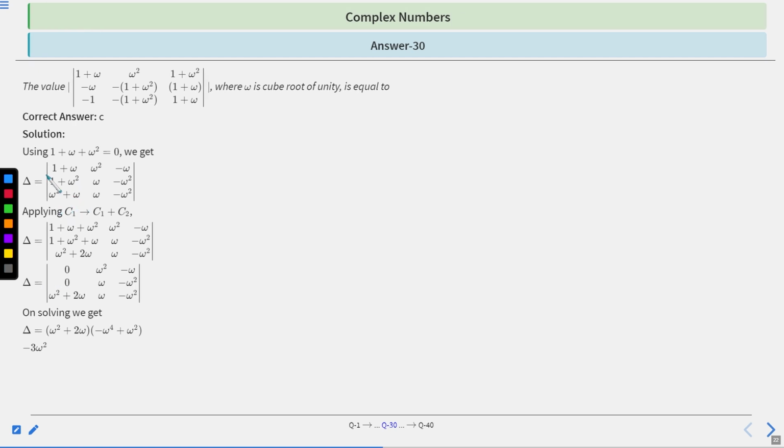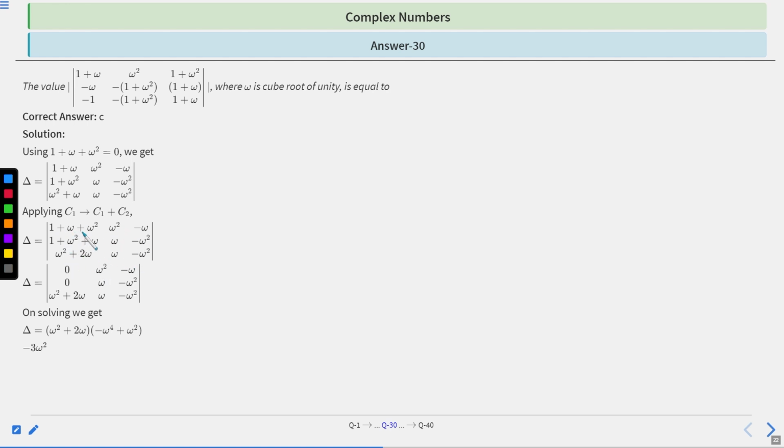Okay, let's come to the solution. Now see, we all know that 1 plus omega square is equal to 0, right? So delta is basically 1 plus omega square. Delta is basically 1 plus omega square minus omega, this term, right? Now, apply C1 to C1 plus C2, right? So after doing this elementary transformation, replace C1 with C1 plus C2, right? So we will see that 1 plus omega square, 1 plus omega square plus 2 omega, right? Clear? This term we will get.